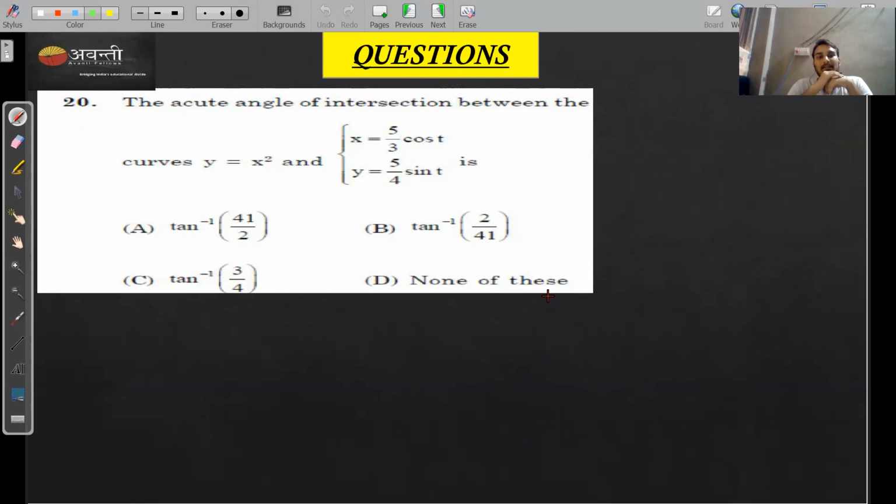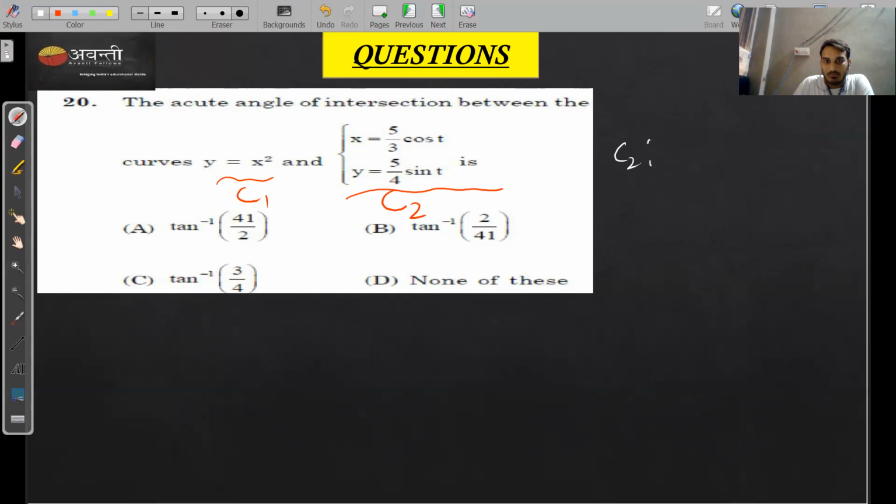So the next one is saying that we have to find the acute angle of intersection between these two curves. The first curve is y equal to x square, a parabola. The second curve is given in parametric equation form, right? So now focus on the second curve. Let's say this is C2 and this is C1, okay? So I'm writing for C2.